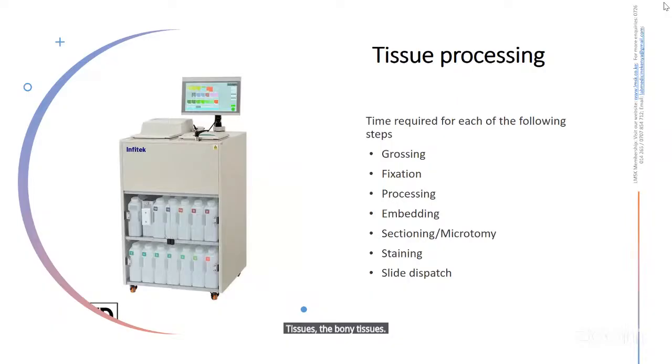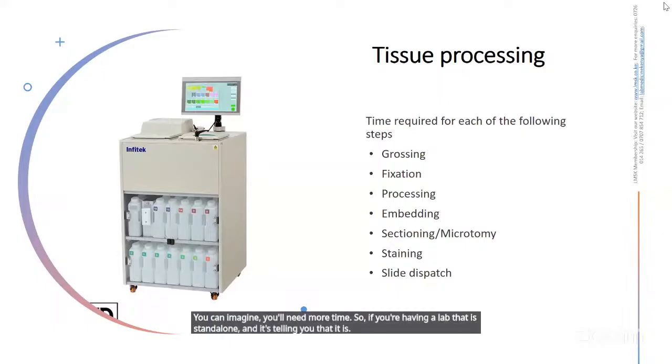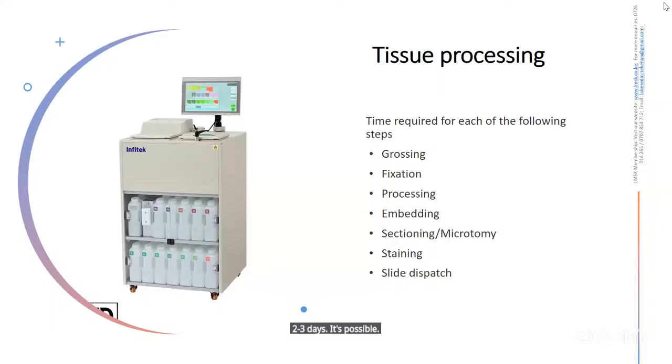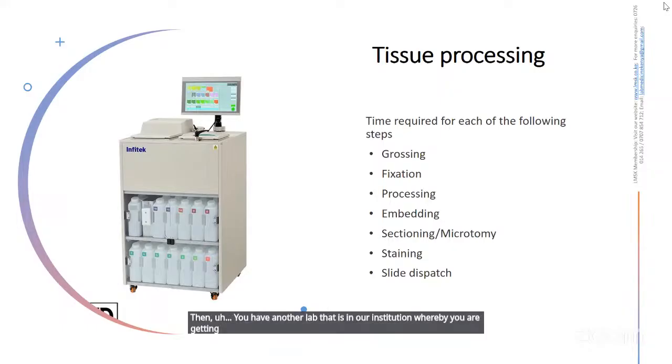Tissue processing, the time required for the following steps, will also matter, because to gross a small specimen, you do not need even five minutes. To gross a whole mastectomy, you can imagine you'll need more time. So if you have a standalone lab that is telling you it is 2-3 days, it's possible, depending on the kind of specimens they're getting. Then you have another lab that is in an institution where you're getting this complex kind of tissues every day.